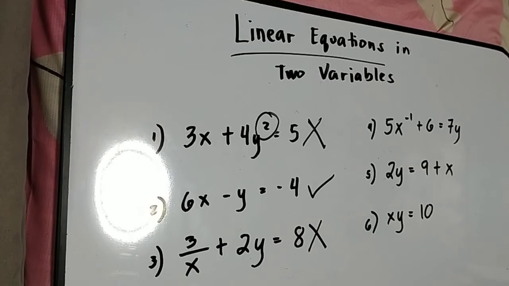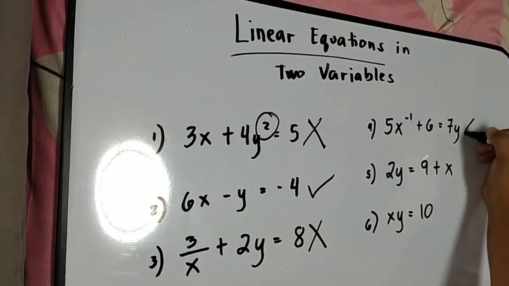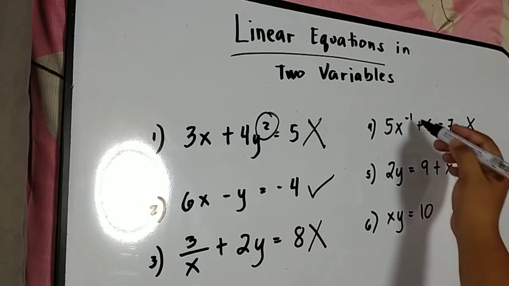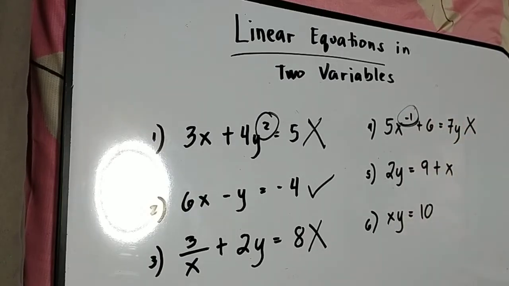Okay, kasi parang negative na exponent niya. Number 4, 5x raised to negative 1 plus 6 equals 7y. Again, this is not an example of linear equation kasi merong negative exponent. Fifth, 2y plus 2y equals 9 plus x. So this is an example of linear equations in two variables.